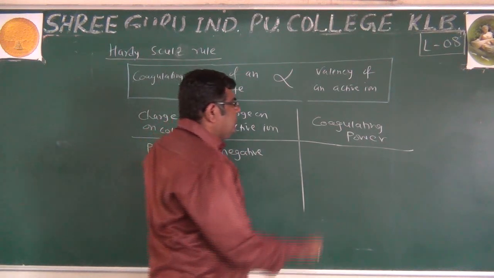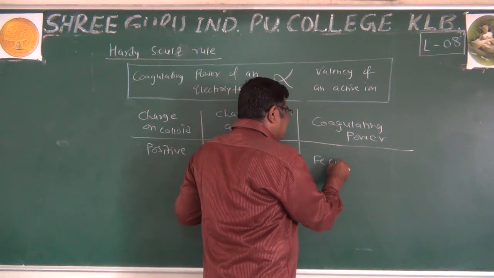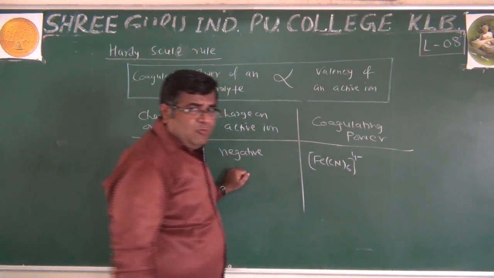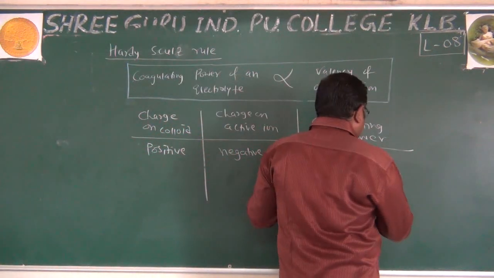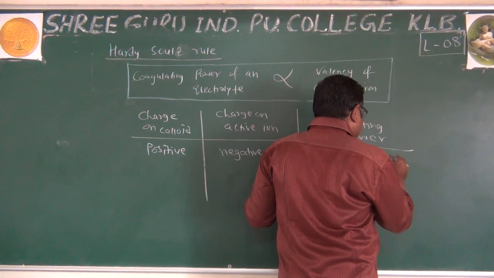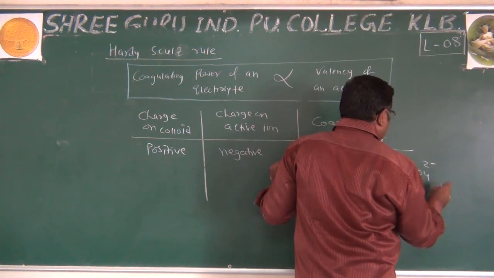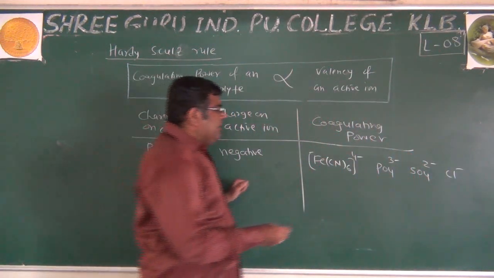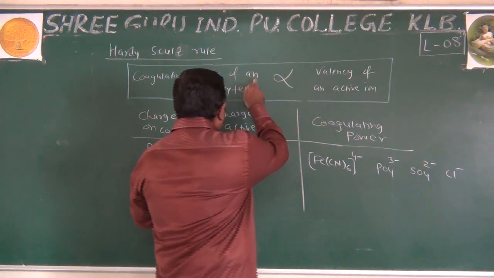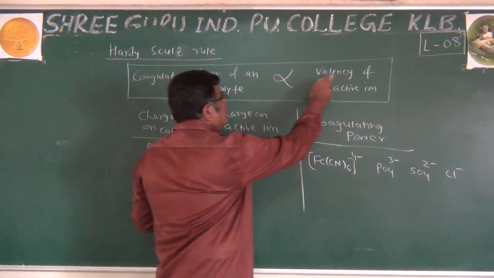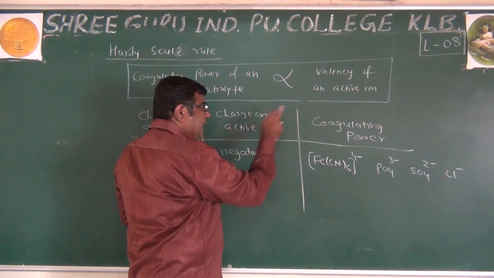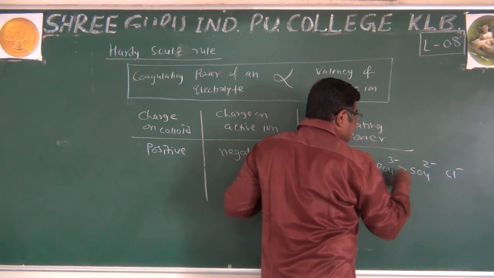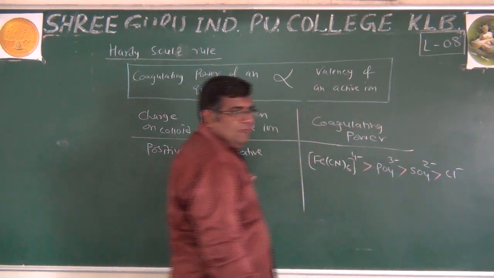And if we have these ions, like Fe(CN)6 4 negative, the hexacyanoferrate ion, then phosphate 3 negative, SO4 2 negative, and Cl 1 negative. What is the order here? Coagulating power of an electrolyte is directly proportional to the valency of the active ion. The active ion is negative. Valency 4 is greater than 3, 3 is greater than 2, 2 is greater than 1, like this.